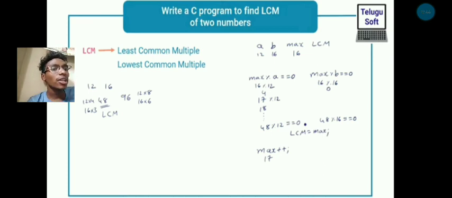16 modulo 12 is not equal to 0. 17 modulo 12 is also not equal to 0. We must increment the maximum value. It will keep increasing until this condition is satisfied.